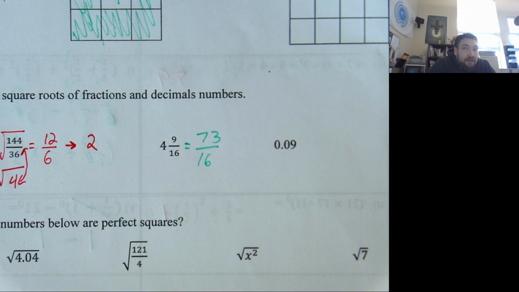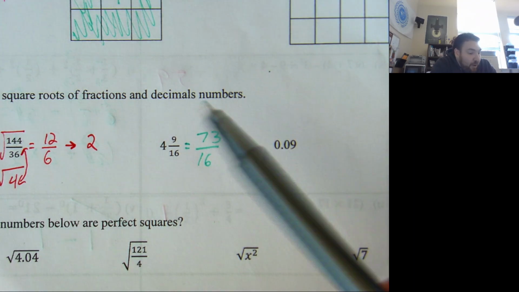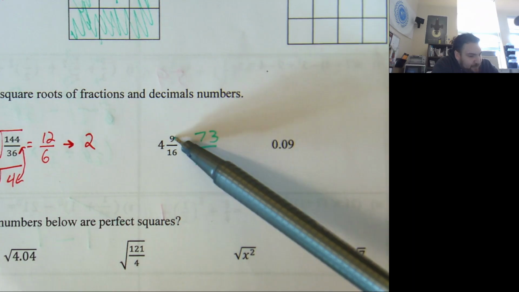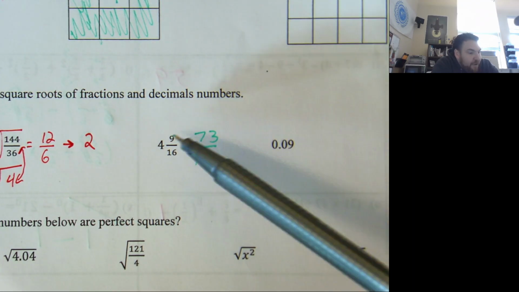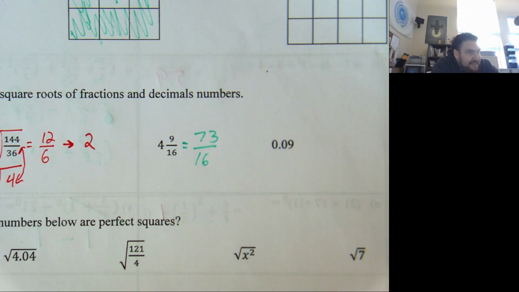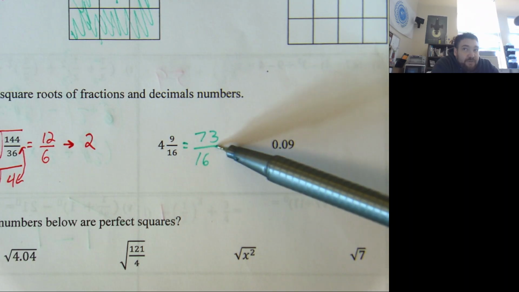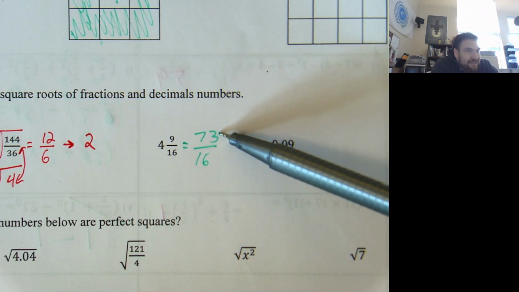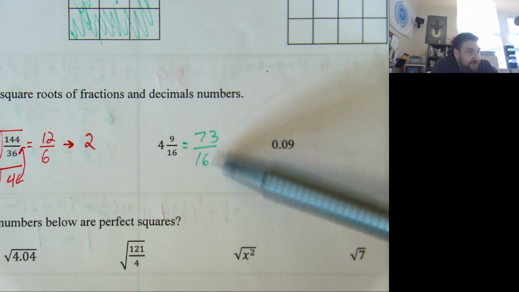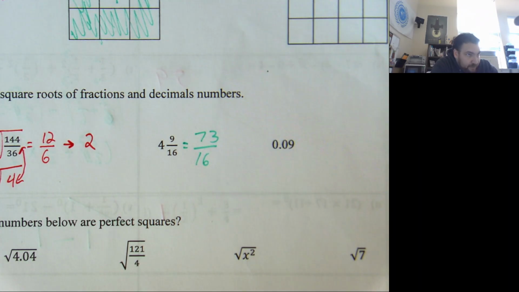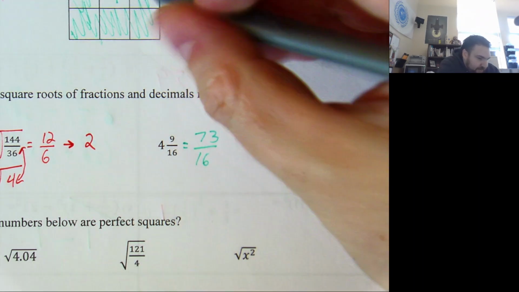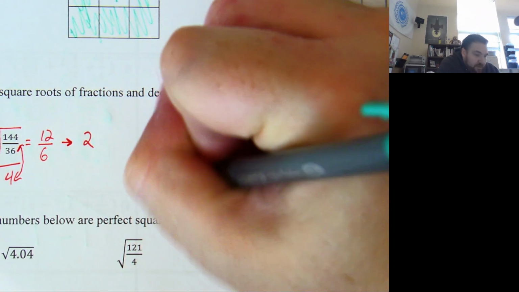Is that a perfect square? No. Even though 4 is a perfect square, 9 is a perfect square, 16 is a perfect square, 4 and 9/16 is itself not a perfect square, because when you convert it to a fraction, the numerator isn't a perfect square. They have to both be perfect squares for the whole thing to be considered a perfect square. So this one is not.